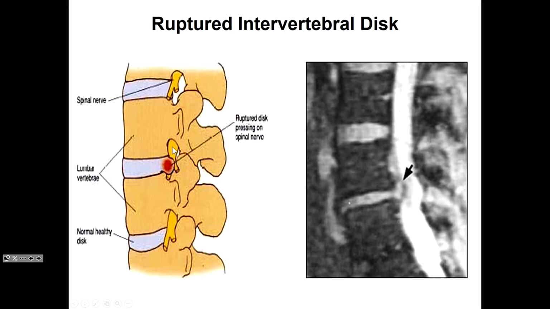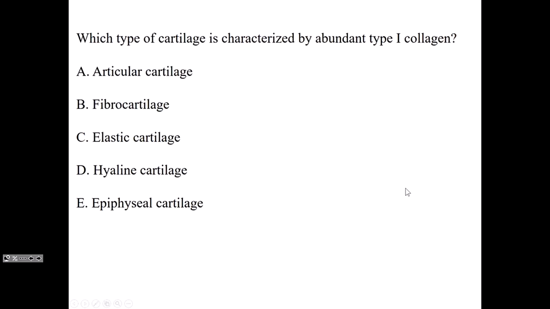So if you've ever done anything physically, lifted something really heavy, or you've been out jogging and you overdid it and you've got some back pain, it could be that you're pinching one of these spinal nerves, as shown here, okay? So that can occur in the intervertebral discs, which of course contain an abundance of fibrocartilage in them.